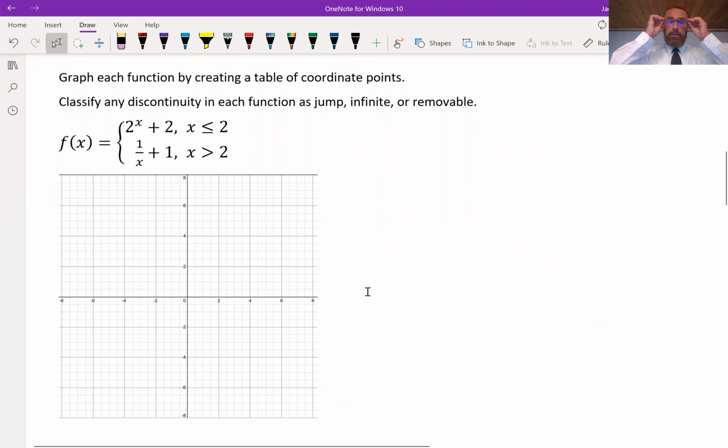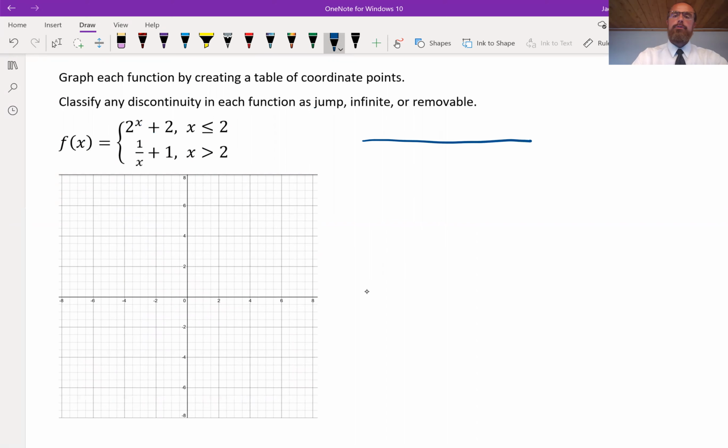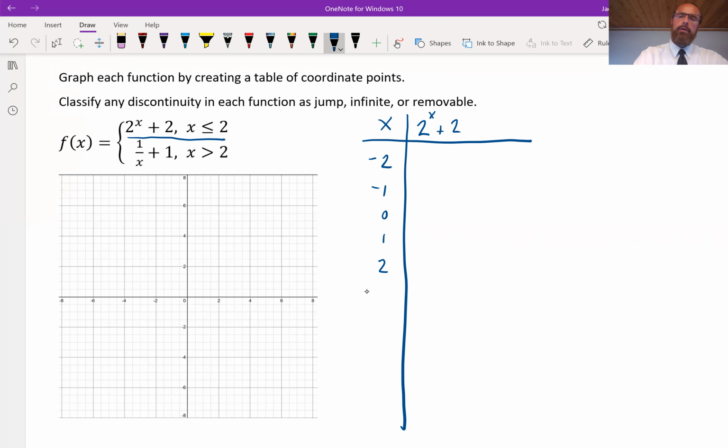So like we've done, we want to start off by graphing each function by creating a table of coordinate points. And what I want to notice as I start to graph this by creating the table is that I really have 2 functions in one. So I'm going to put the x column here. And what I've got to see is that one function is when x is less than or equal to 2. So I'm going to pick up the values -2 through 2. And those will be for this exponential function, 2 to the power of x plus 2.